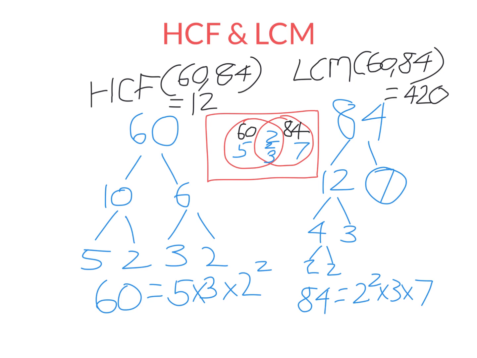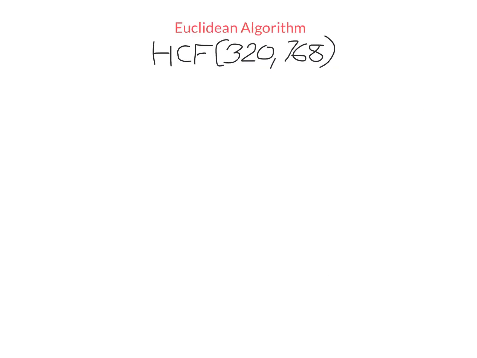So there's another way that we can find the highest common factor and lowest common multiple. We're going to do that now using the Euclidean algorithm. So the Euclidean algorithm is based on the idea that if I want to find the highest common factor of any two numbers, it's always a factor of their difference. So the difference between these two numbers is 448. The highest common factor has to be a factor of the difference. So here's how we're going to do it. What we do is we start with the larger number and we subtract multiples of the smaller number until the remainder is less than that smaller number.